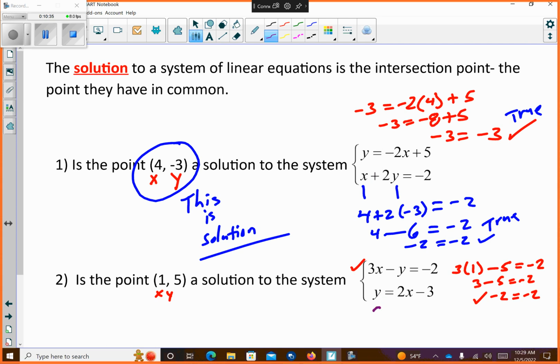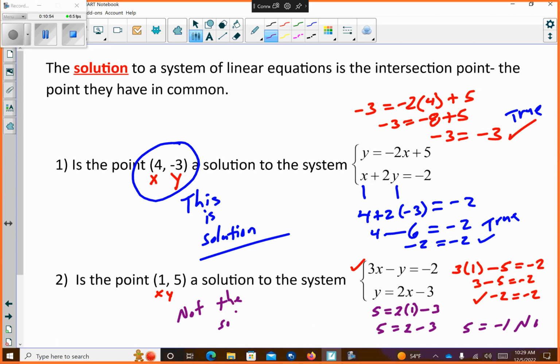So 5 equals 2 times 1 minus 3. 5 equals 2 minus 3. 5 equals negative 1. Is 5 equal to negative 1? So this is not the solution.